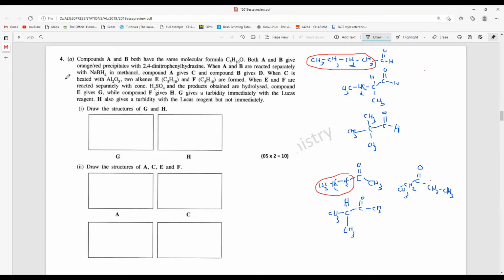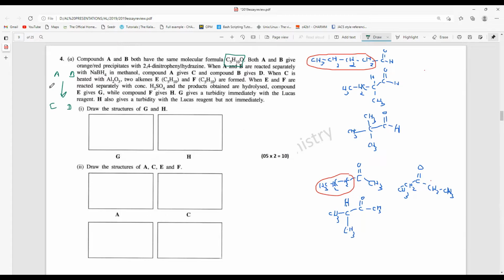Brady's reagent. And you know, Brady's reagent normally reacts with aldehydes or ketones. So most probably compounds A and B are either an aldehyde and a ketone, or 2 aldehydes or 2 ketones, we don't know. When A and B are reacted separately with sodium borohydride in methanol, A would give C and B would give D.